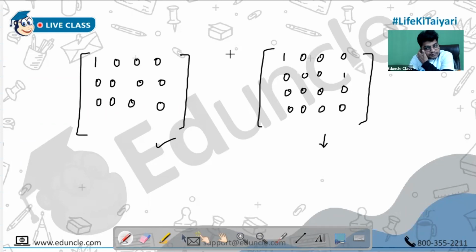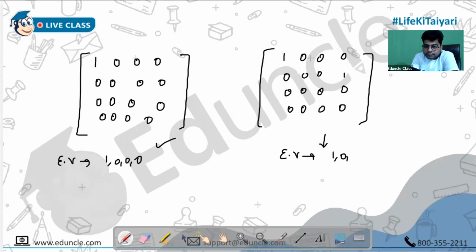Am I clear to you? Shyama, ready? See, these are all eigenvalues. All eigenvalues are 1 and 0. Rank is 1. But all eigenvalues 1, 0, 0, 0, and rank is 2. Eigenvalues 1, 0, 0, 0, rank 1.